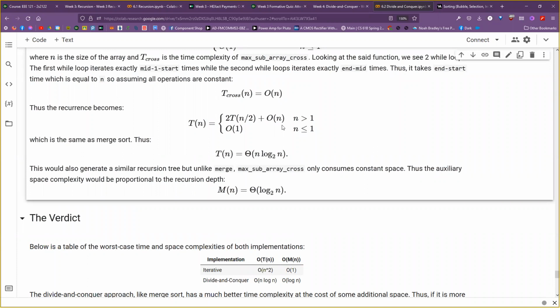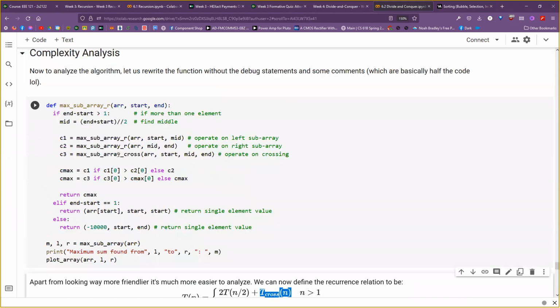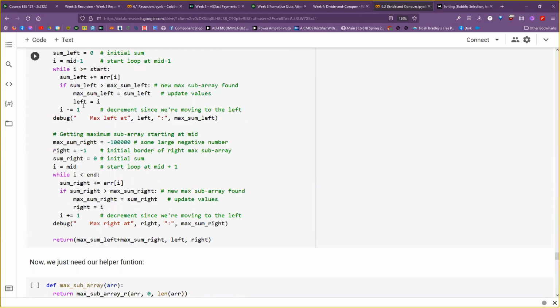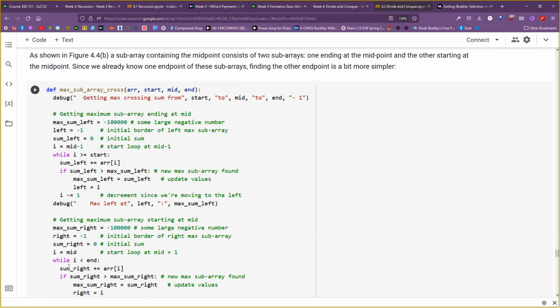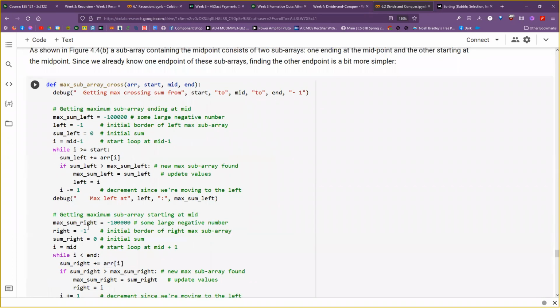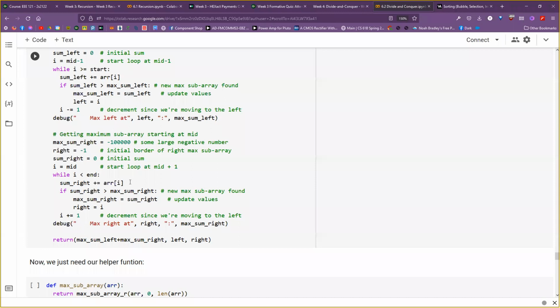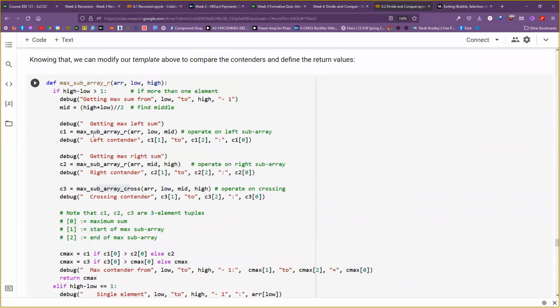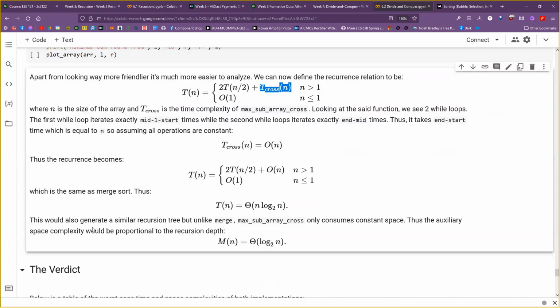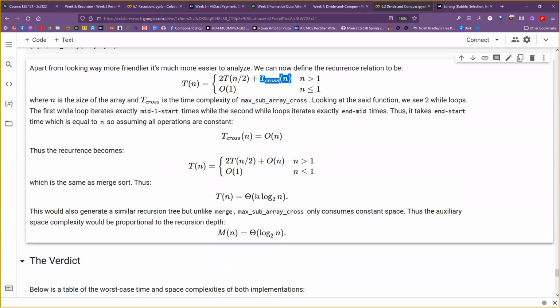gotten. And then for the space complexity, so yung crossing natin na subarray, hindi siya gumagamit ng extra list. So puro single variables. And ito rin, walang ginagamit na lists. So yung ating time or space complexity is just yung ating depth or recursion depth, which is log of n.